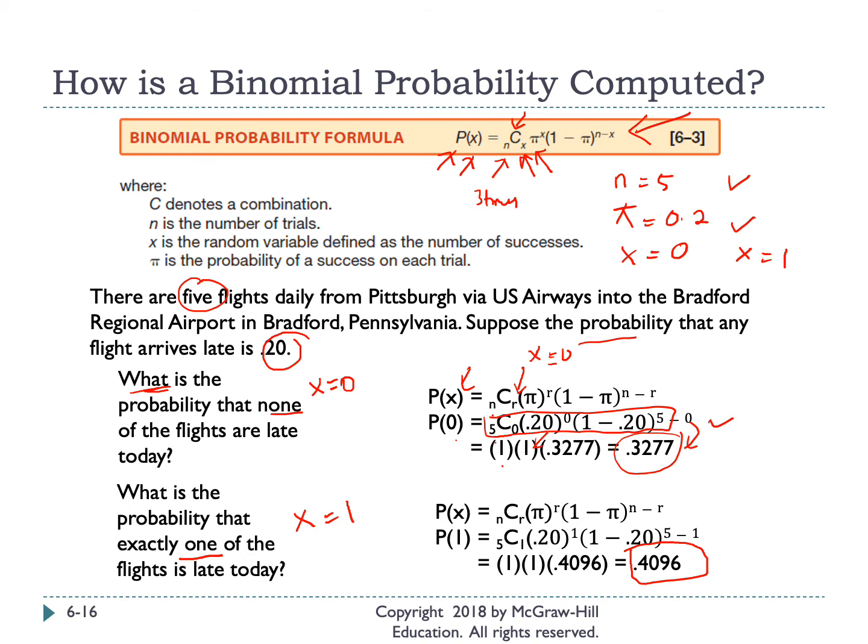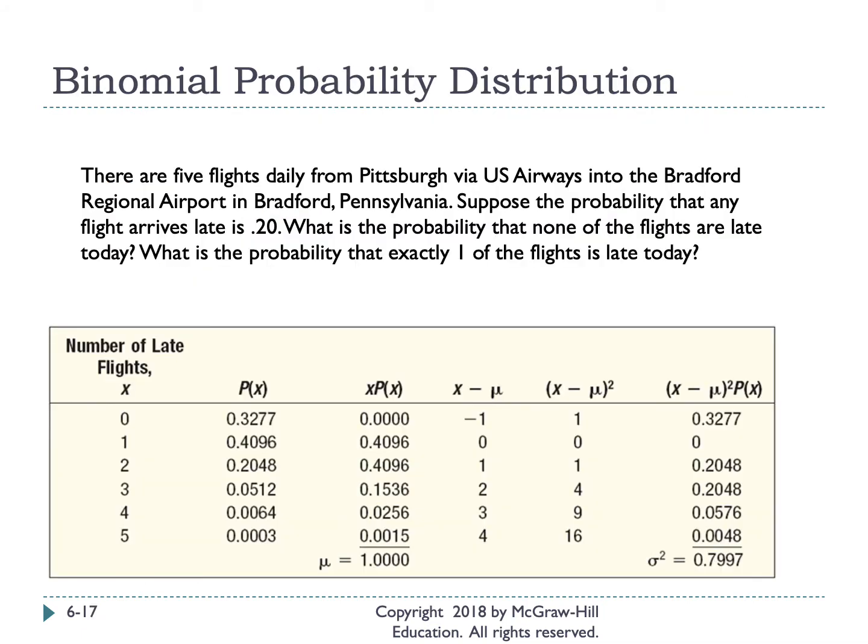Okay, so in the previous slide, we computed the probability that none of the flights arrive late. You got 0.3277. We also computed in the second question the probability that one flight arrives late. So you got 0.4096. You can compute all the numbers: what is the probability that 2, 3, 4 or 5 flights arrive late? You should get these values, and you can practice this at home.